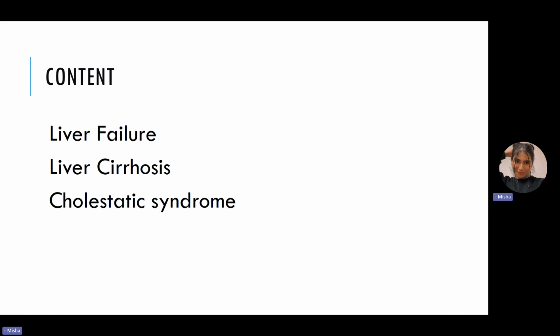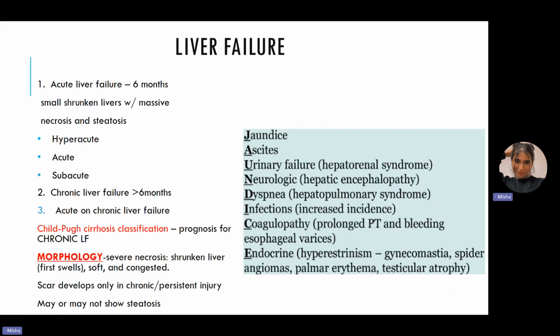So first of all, this is going to be the content. Basically, let's start with liver failure. Now, liver failure is the worst consequence of liver injury, either acute or chronic. And in this case, obviously, we know that the liver plays many roles, and all of those roles can deteriorate. We can have a lot of side effects and symptoms that can appear due to liver failure.